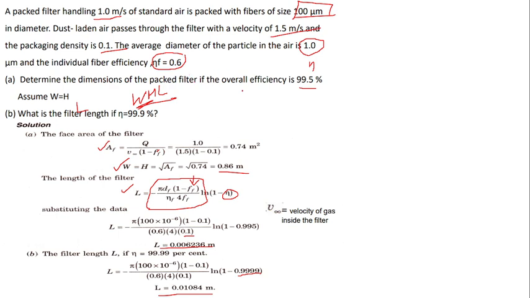So for a packed filter, to calculate the dimensions, you need to calculate the width, height, and length. If W is equal to H, we can calculate W from H itself. The general formula is H equal to the square root of the face area. The face area is obtained using this formula, and the length is obtained using the standard formula. All the data are given, and we just need to substitute the values to obtain the dimensions.